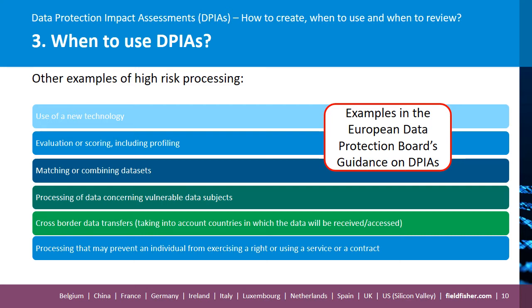Another example mentioned by the board is matching or combining datasets, for example, by merging data from two or more data processing operations performed for different purposes, or processing of data concerning vulnerable data subjects, for instance, data relating to minors or disabled persons. This could also include individuals where there is an imbalance of power in the relationship, such as in an employer-employee situation.